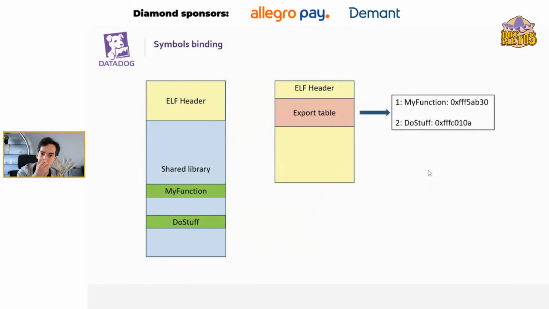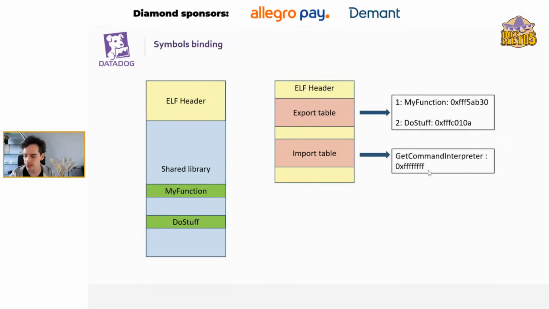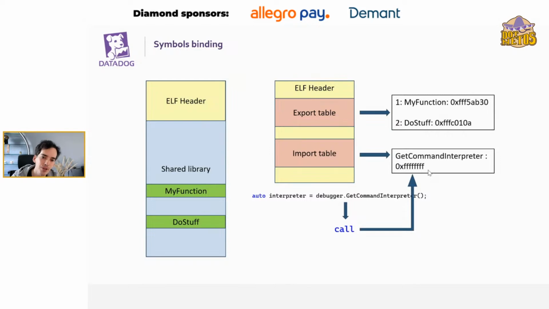Well, if you remember, I explained that we have an export table on the shared object. And it turns out that we also have an import table. The import table is going to say that we want to use getCommandInterpreter, and it's going to associate a fake address to it. Then when we compile our code and we call getCommandInterpreter, this is going to be compiled to a call instruction, but it's going to call the address that is stored in the import table. So it's an indirect call. It's going to fetch the address from the import table, and then it's going to call it. How does that help us?